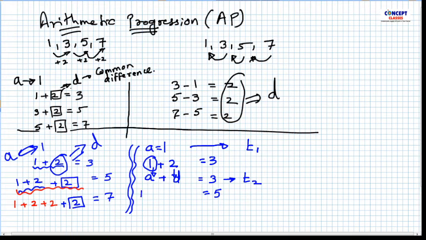Now see this, 1 plus, how did we write it? 1 plus 2 plus 2. Okay, now tell me what is 1? A. Now 2 and 2 is D, this is D, D plus D is 2D. So see, I am getting 1 A plus 2D, and that will be my third term. Now this is my T3, the third term in the AP.